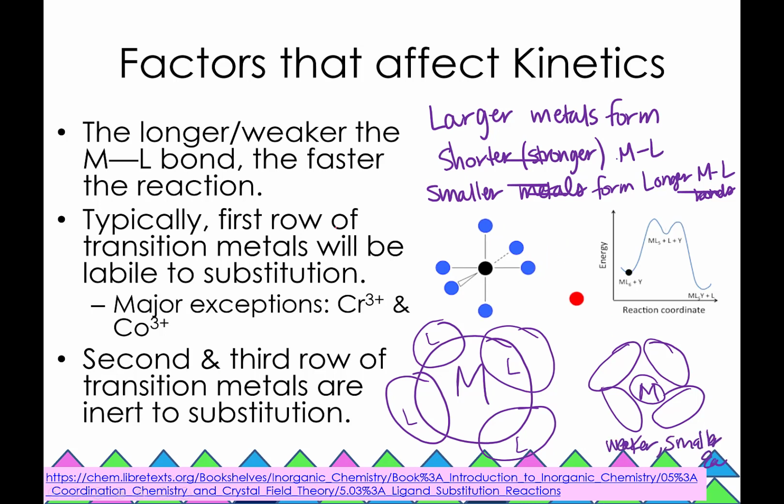Typically, first row transition metals are labile to substitution. Second and third row are inert to substitution. Major exceptions, chromium 3+ and cobalt 3+.